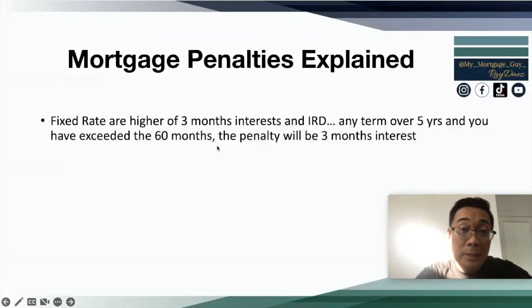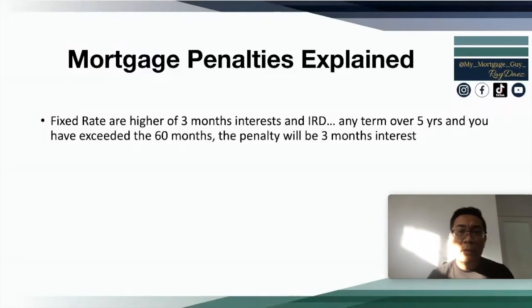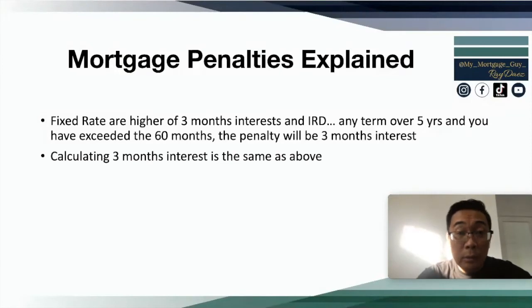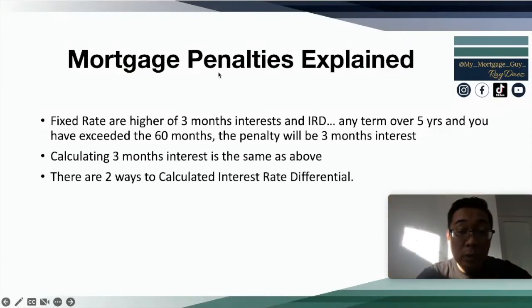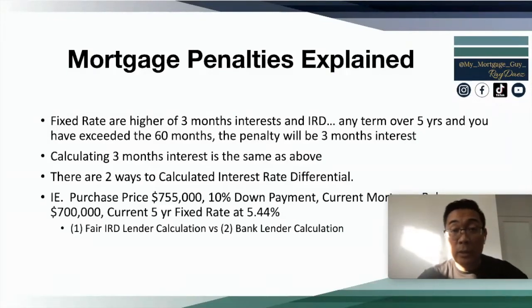Another product is the fixed rate mortgage. Now, with a fixed rate mortgage, it's a little bit slightly complicated. It's the higher of 3 months interest, or what's called an IRD, which is interest rate differential. Now, if you have a term that's over 5 years, let's say a 10-year mortgage, and you've already passed 60 months, technically the penalty will be 3 months interest. Calculating 3 months interest is the same as what we did earlier. Now, there are two ways to calculate interest rate differential. Let me illustrate how they are different for a bank lender calculation and a fair IRD lender calculation.